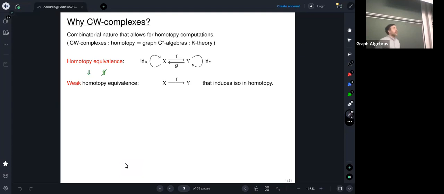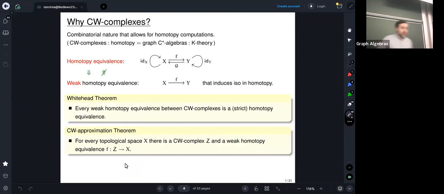So what does this have to do with CW complexes? Here are just two examples of classical results about CW complexes. One is Whitehead's theorem, saying that in general a weak homotopy equivalence does not imply homotopy equivalence, unless you are working with CW complexes. In that case, every weak homotopy equivalence is actually strict. Another important result is one of the several approximation theorems that you can see on the screen, saying that if you have any topological space X, then there exists a CW complex Z and a weak homotopy equivalence from Z to X. So every topological space is weakly homotopy equivalent to a CW complex.